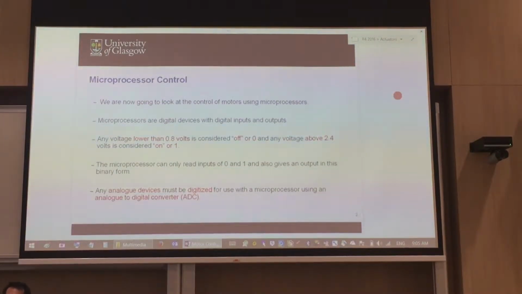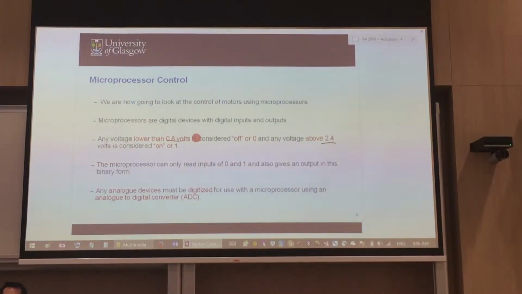So for these 1s and 0s, that 0 doesn't mean that this is 0 volt. Anything that's less than 0.8 volts will be recognized as 0. For the 1, anything that's above 2.4 volts will be recognized as 1.